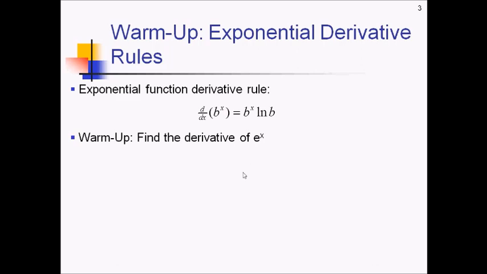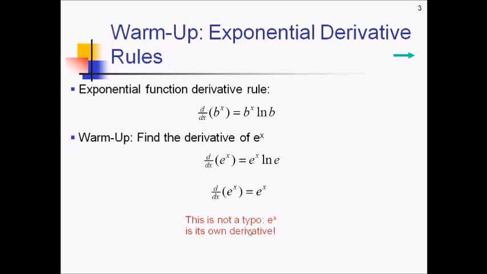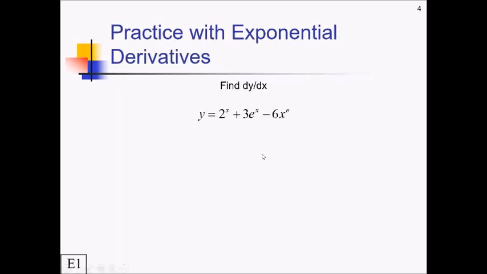So following this rule, it's just going to be e to the x, because you have to rewrite the exponential part, times the ln of the base, which is e. But why stop there? What is the ln of e? That's 1, right? So the derivative of e to the x is actually just e to the x. This is not a typo. E to the x is its own derivative. Pretty cool. With those rules in mind, pause the video and try out this first example.